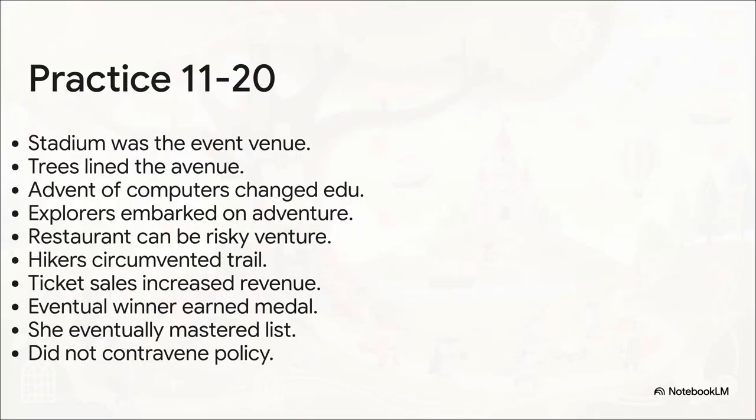Continuing on, notice how the meaning shifts. In sentence 16, the hikers circumvented the flooded trail. They found a way around it. In 17, ticket sales increased the team's revenue. The money came back in. Pause once more to read through the rest of this list to complete your context training.